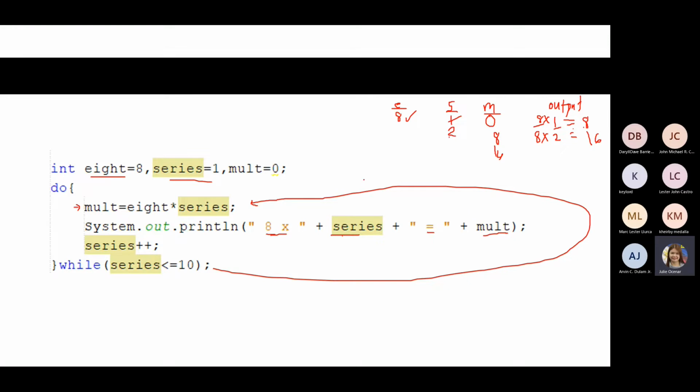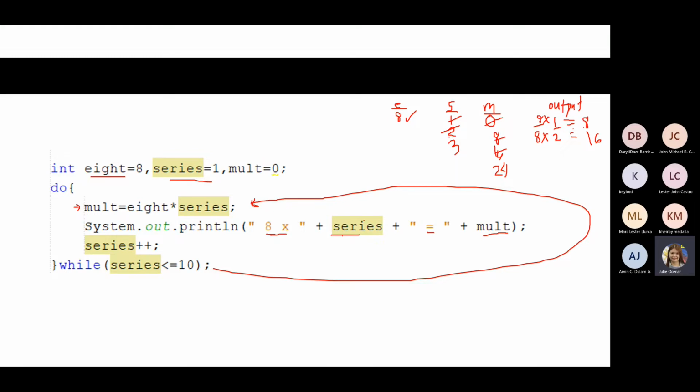After that, series becomes 3. Crash out the 2. Then, is series, which is 3, less than or equal to 10? Yes. Then go back to mult. Mult is 8 times the 3 again, so this will be 24. Again, crash out the 24 as the value of mult now.